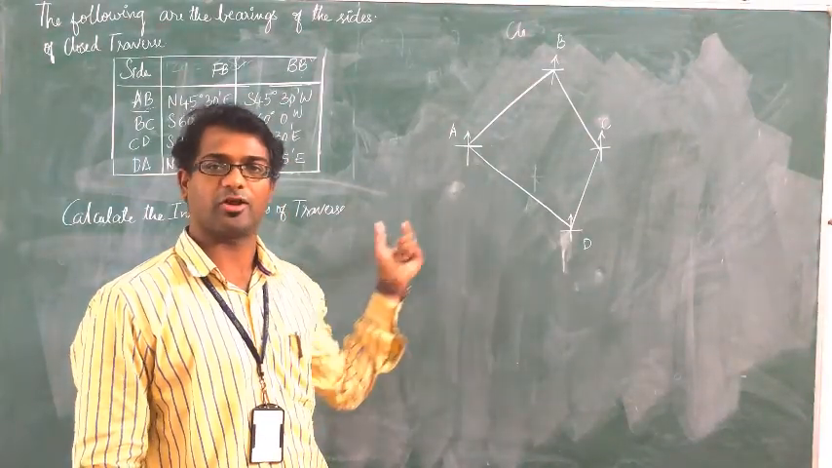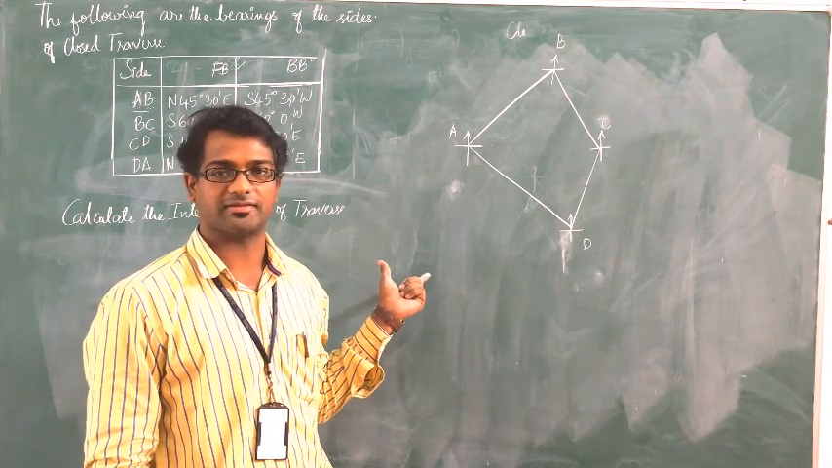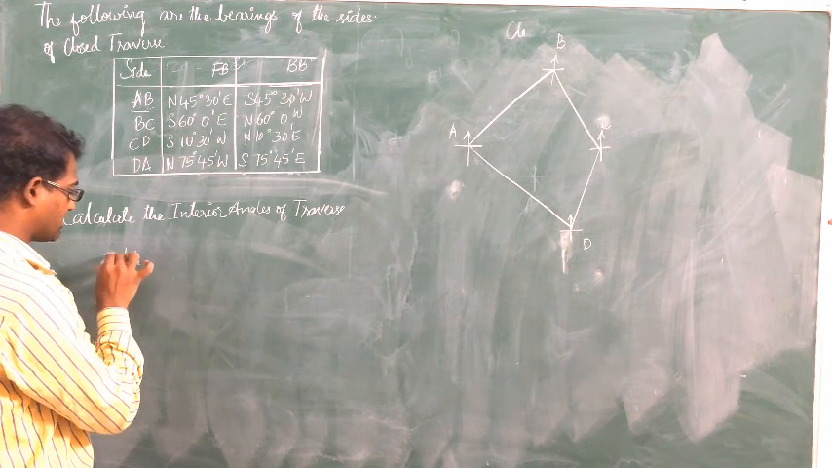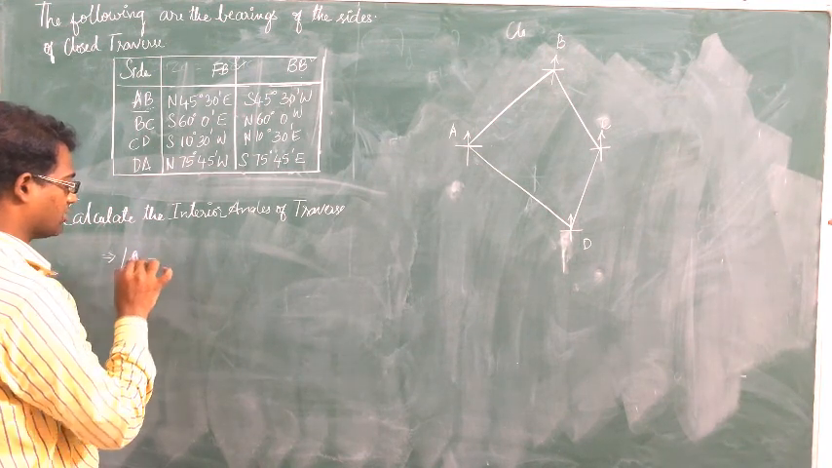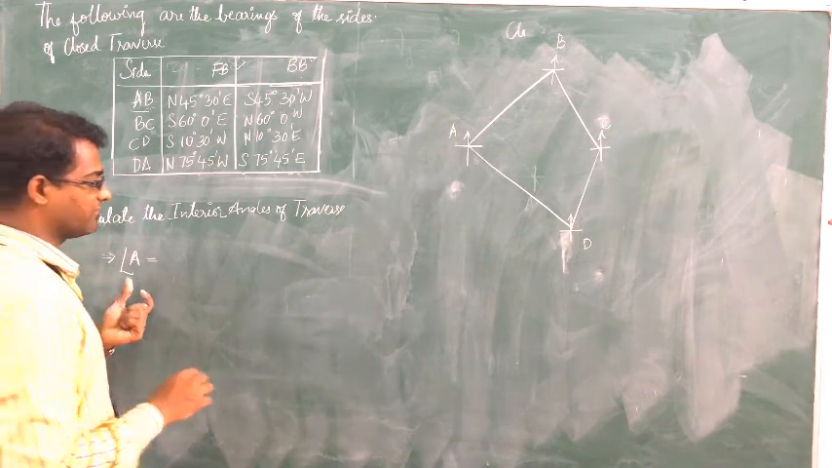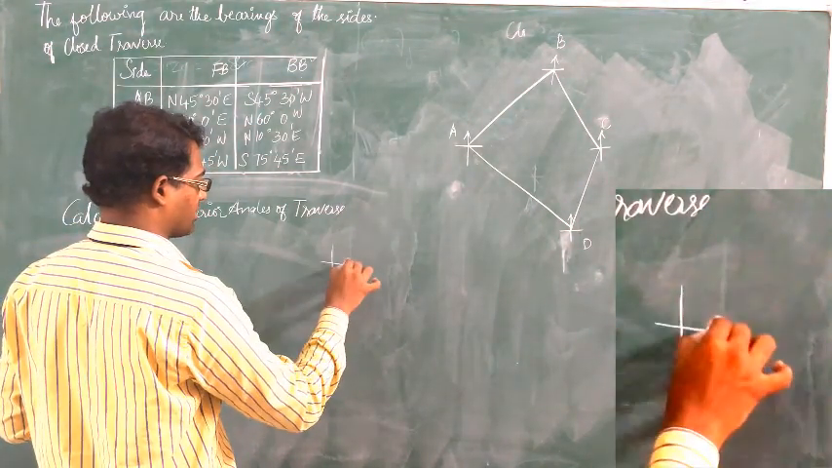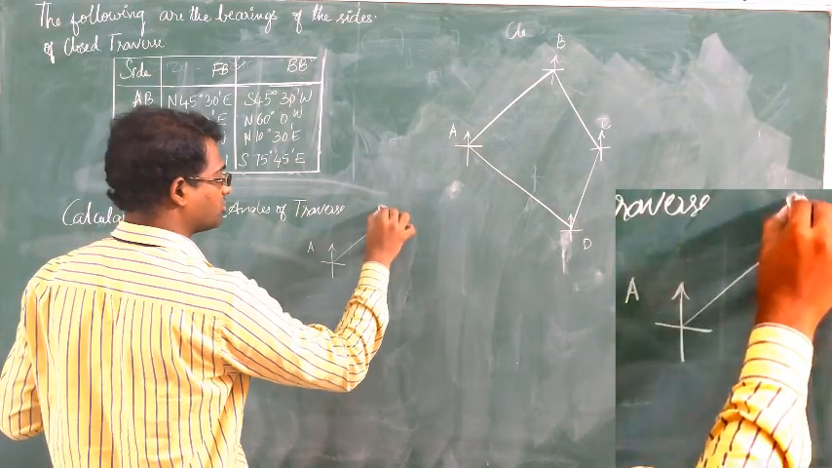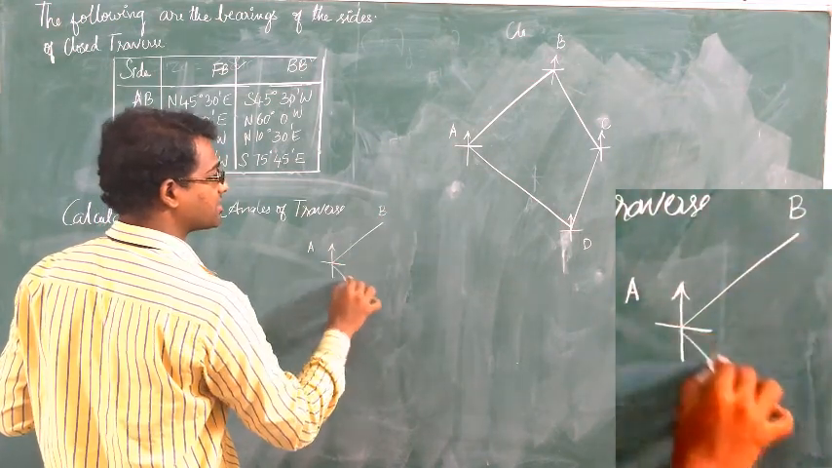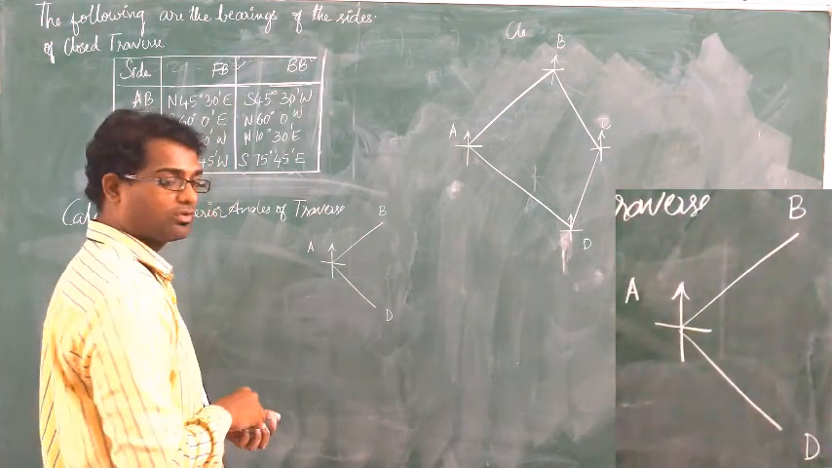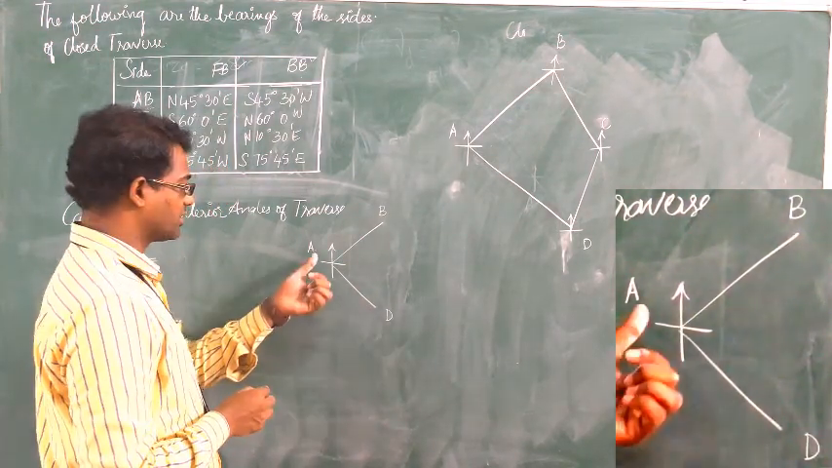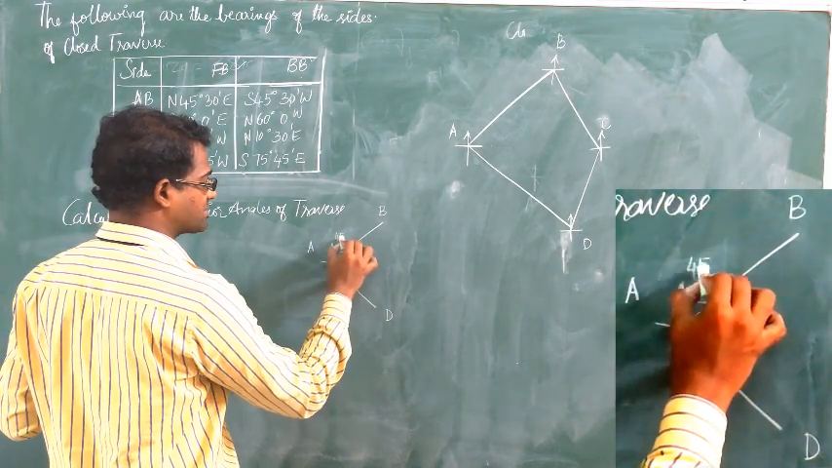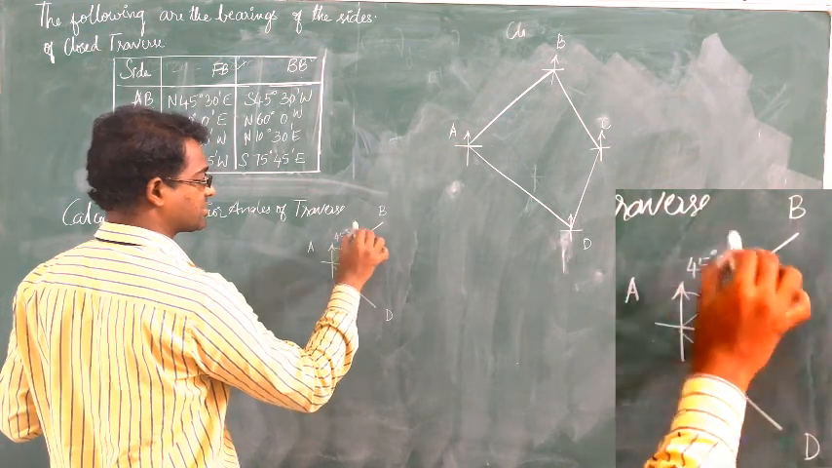From the figure, now we will calculate the interior angles. How to calculate it? We'll start with station A, or we'll start with angle A. We will draw station A separately. This is A, and we have two lines. This is B and this is D. Now we have two bearings. A to B is given as 45 degrees 30 minutes.